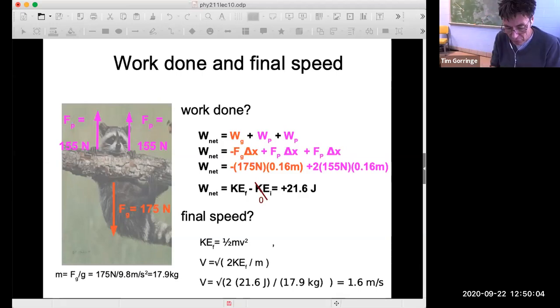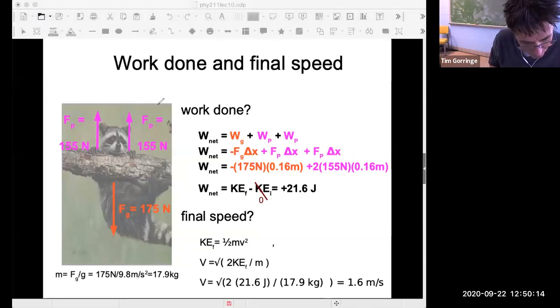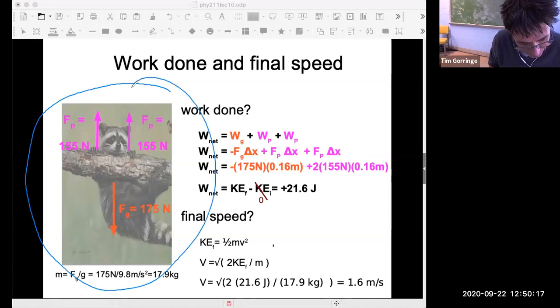So let's do that. There's really two steps to the calculation. But as always, I want to start over here on the left-hand side with my picture of the situation. I drew a picture of the raccoon quickly, and then I added to the picture the various forces that are acting on the raccoon's body. One force is the weight of his body, the force of gravity. We were told that that's 175 newtons.